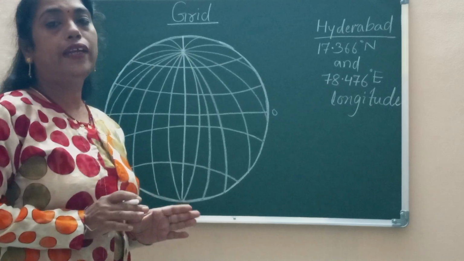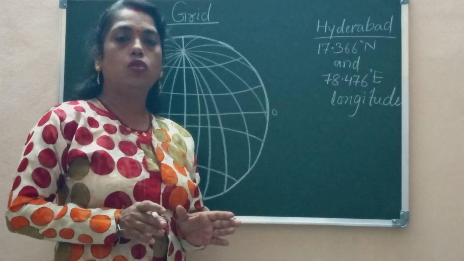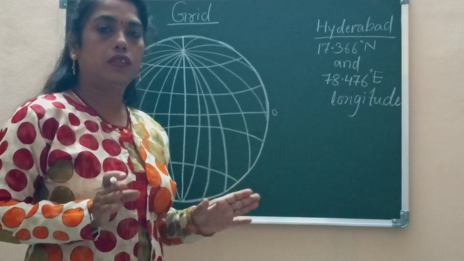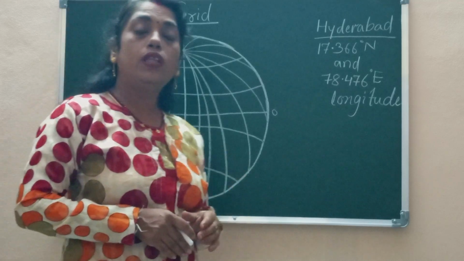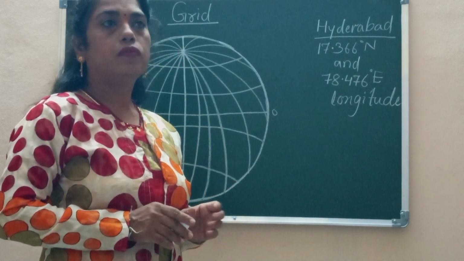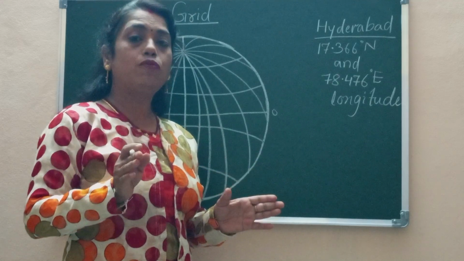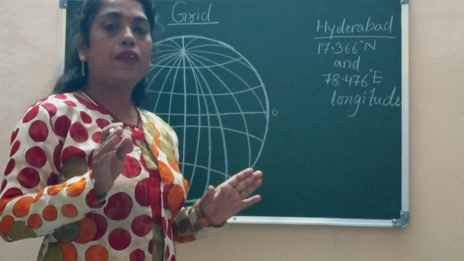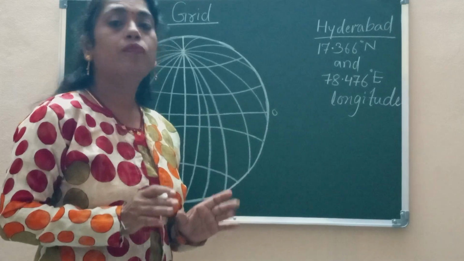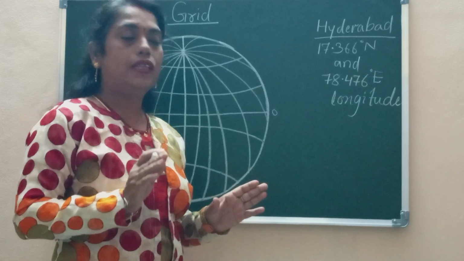The grid is needed to locate any place on the globe. As I told you before also, there are no real lines on the earth. But we know that the globe is the model of the earth. So when we see the model, the globe is representing the earth. If we have to go to any place on the earth, then we have to see the imaginary lines which have been drawn on the globe to locate the correct place on the earth.